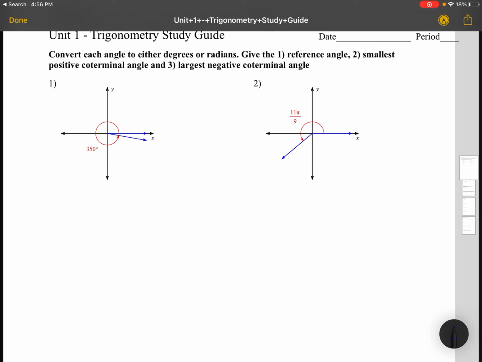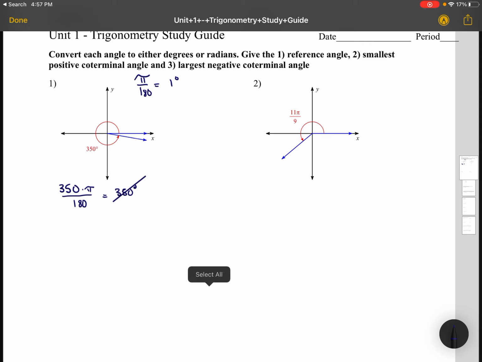All right, so first we have 350 degrees. So remember, our conversion is pi divided by 180 is equal to 1 degree. So all we're going to do is, for 1, multiply by 350 on both sides. You will need a calculator. Please go grab one. So we're going to get 350 times pi divided by 180 is equal to 350 degrees. Cool. So that's our conversion.